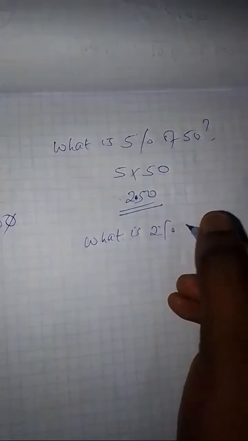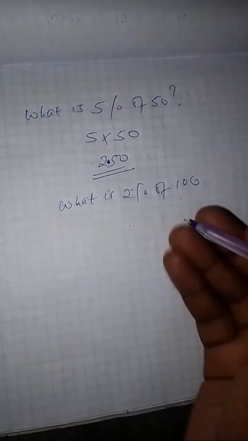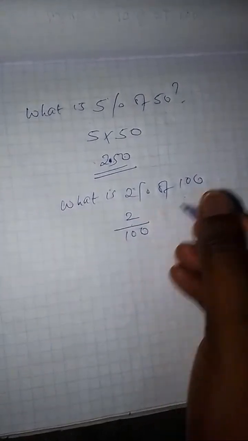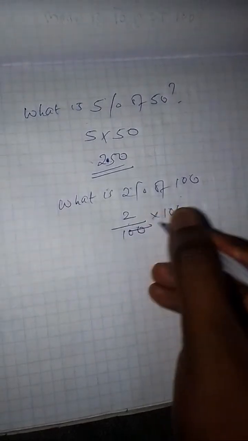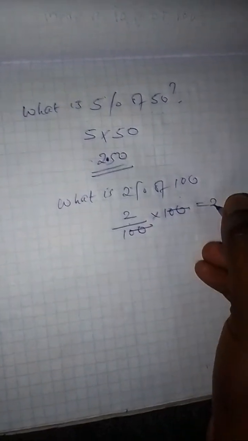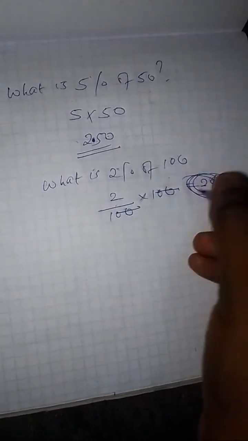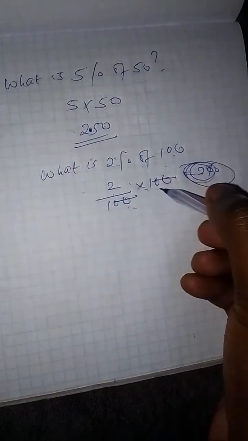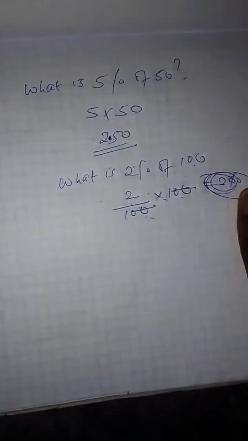So what is 2% of 100? So this 2, because it's a percentage, you put it out of 100, then multiply by this 100 here. Then now we shall cancel 2 zeros. So 2% of 100 is 2. Sorry, it is 2, not 2%, it is 2. So what is 2% of 100? 2 out of 100 multiplied by 100. So the answer is 2.